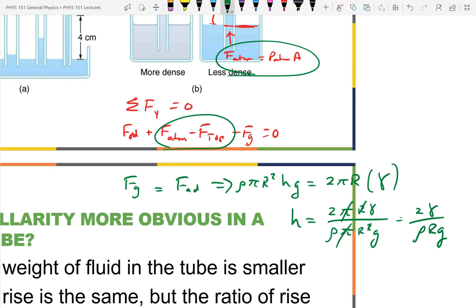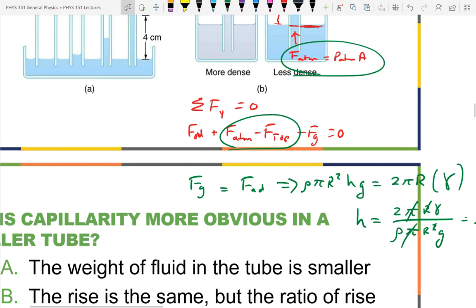And so you can see the height that the column will rise to depends on the radius. If you have a bigger radius, what does that do to the height that the column will rise to? It's lower, right. It also depends on the density of the fluid, in this case water, and the surface tension. So that explains why we have capillary action.